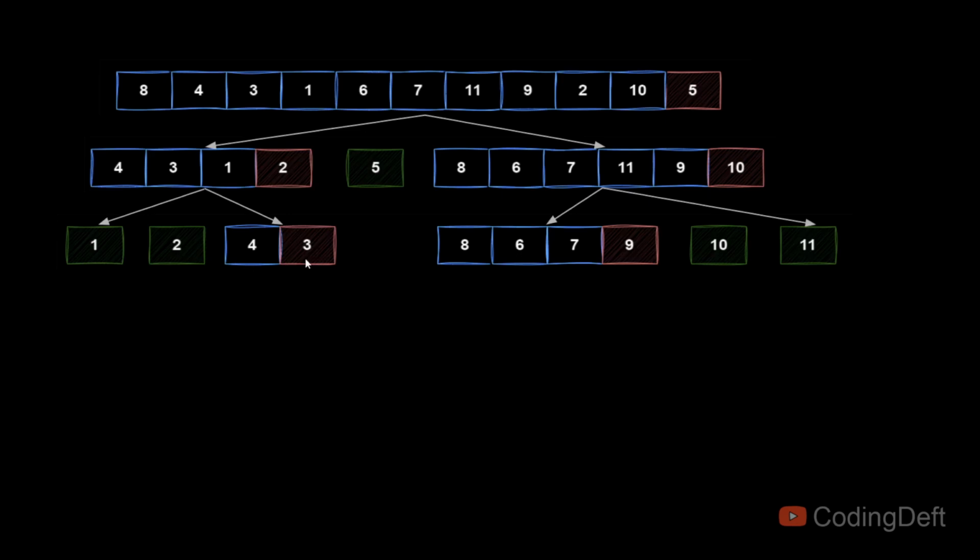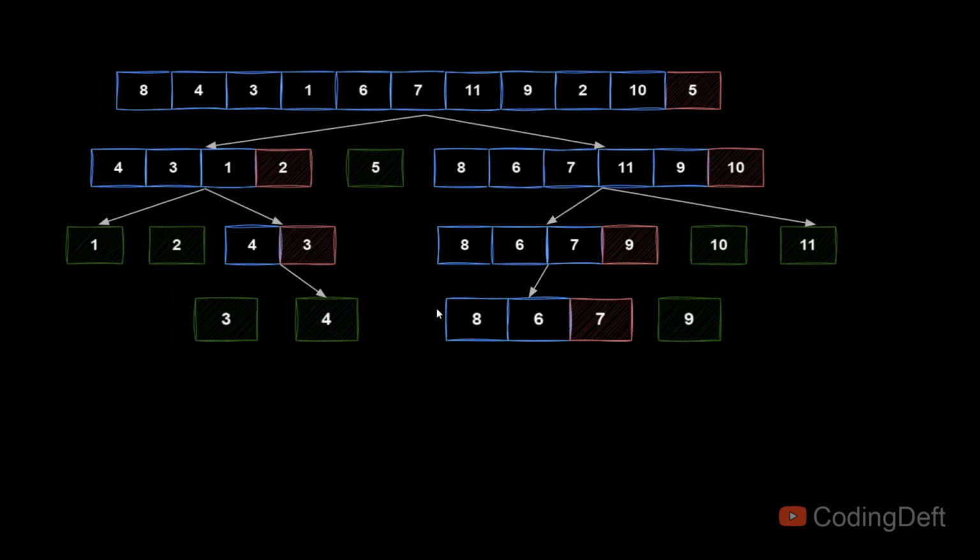Here 3 is the pivot, 3 is less than 4. 4 will go to the right of this pivot element. And coming to this array, 9 is the pivot. All 8, 6, 7 are less than 9, so it will go to the left. Now we are left with one array. So here 7 is the pivot, 8 will go to the right and 6 will come to the left. So now we are left with no array which has a size greater than 1.